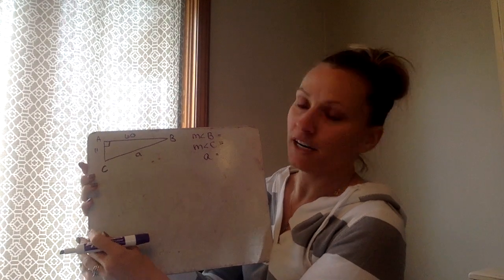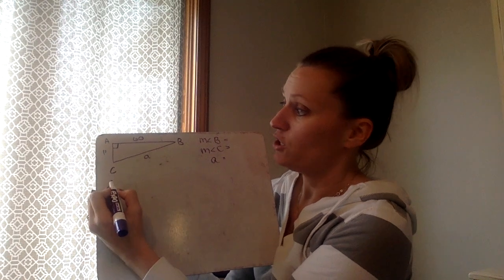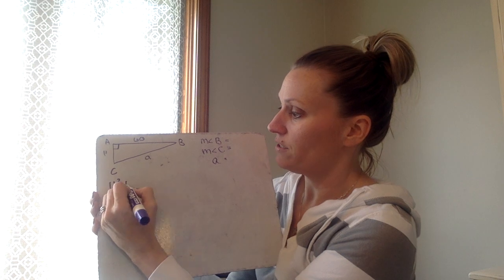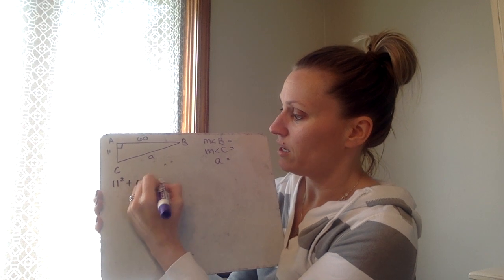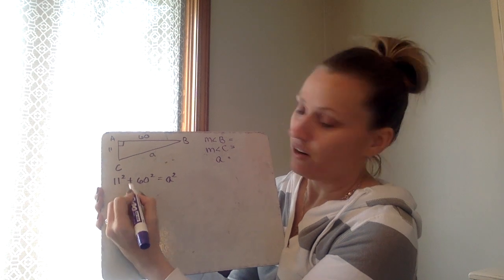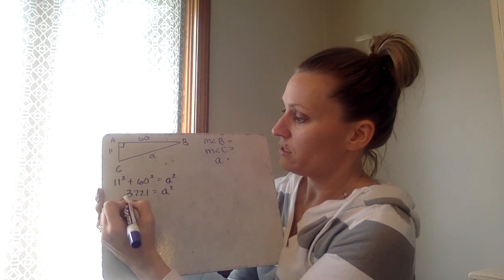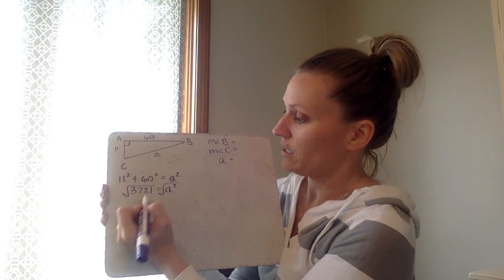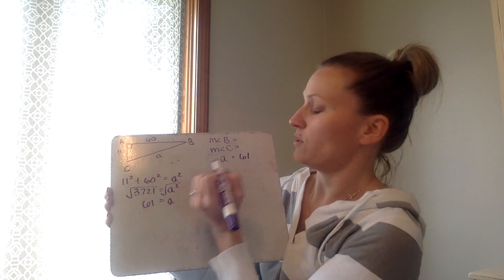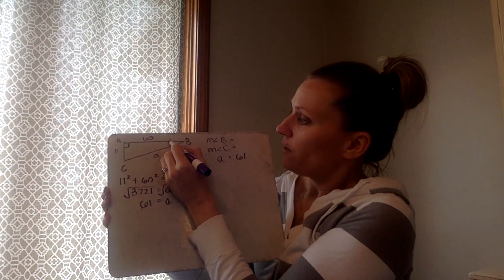Because I know two of my sides, I can use the Pythagorean theorem if I want. You could use trig, but you would not be able to do it first. So 11 squared plus 60 squared equals A squared. When I add these two together, I get 3,721. And then to undo that power of 2, I need to take the square root, and I get A is 61. So there's 61. That's my side length.